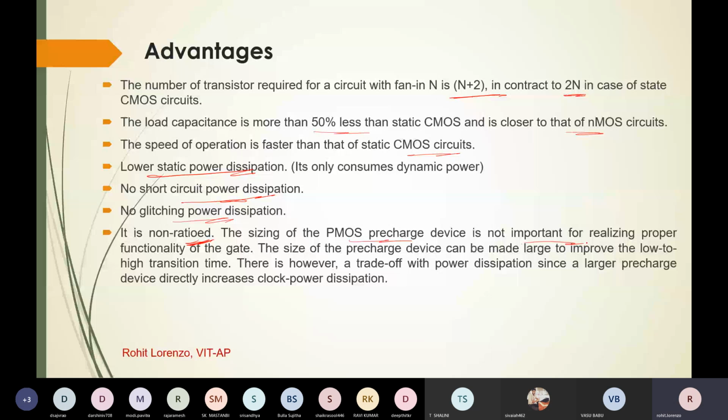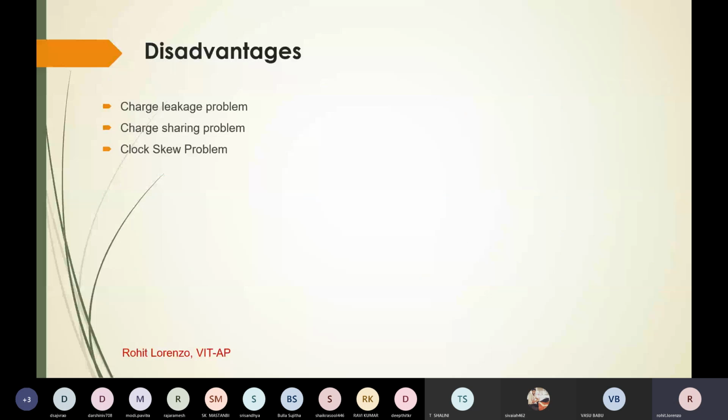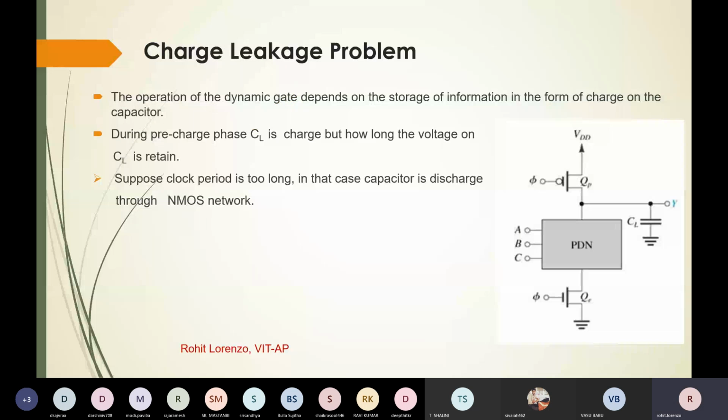Now, what are the disadvantages of this technique? There is a disadvantage, because nothing is one-sided. Charge leakage problem, charge sharing problem, and so on. So we'll see them one by one. What is the charge leakage problem?